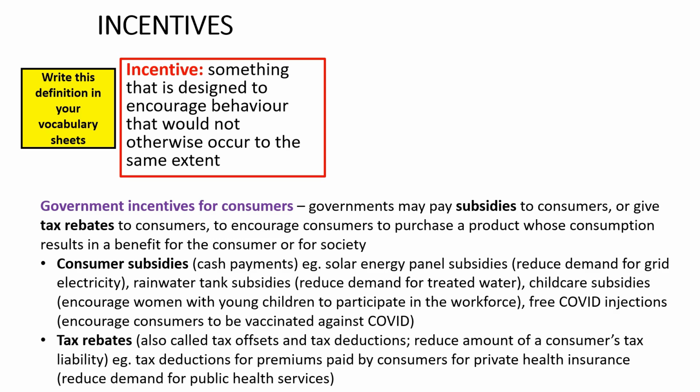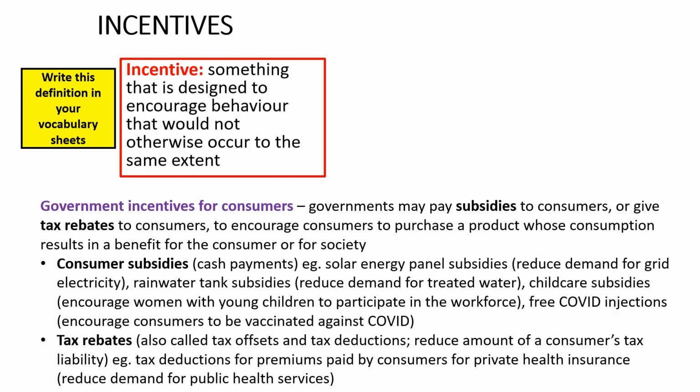Consumer subsidies are cash payments that the government pays to consumers. For example, the government pays consumer subsidies to consumers who install solar energy panels. This encourages consumers to install solar energy panels because the government payment reduces the cost of solar energy panels for consumers, and so consumers are more likely to install solar energy panels.